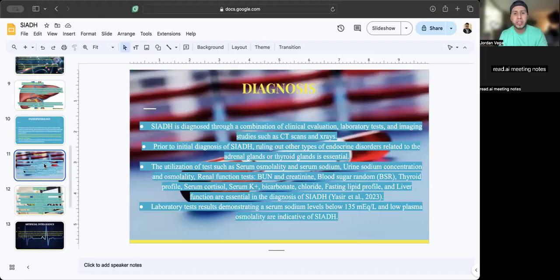Diagnosis. So SIADH is diagnosed through a series of a few different tests, and even after reviewing these tests, other endocrine problems must be ruled out prior to the official diagnosis of SIADH. For example, they have to rule out adrenal gland and thyroid disorders before diagnosing someone with SIADH.